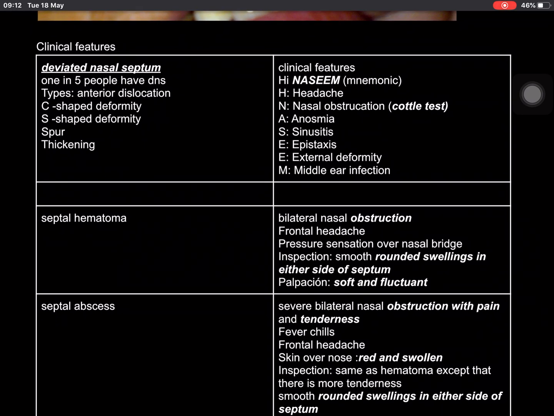Deviated nasal septum. 1 in 5 people have DNS. There are 5 types of DNS. First one's anterior dislocation, C-shaped deformity, S-shaped deformity, spur, and thickening of the nasal septum.